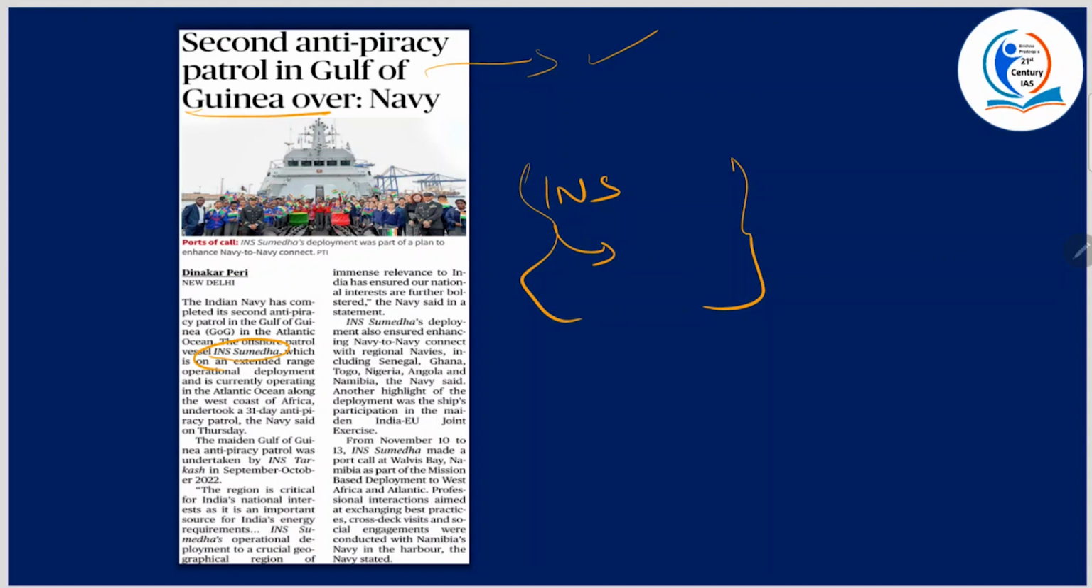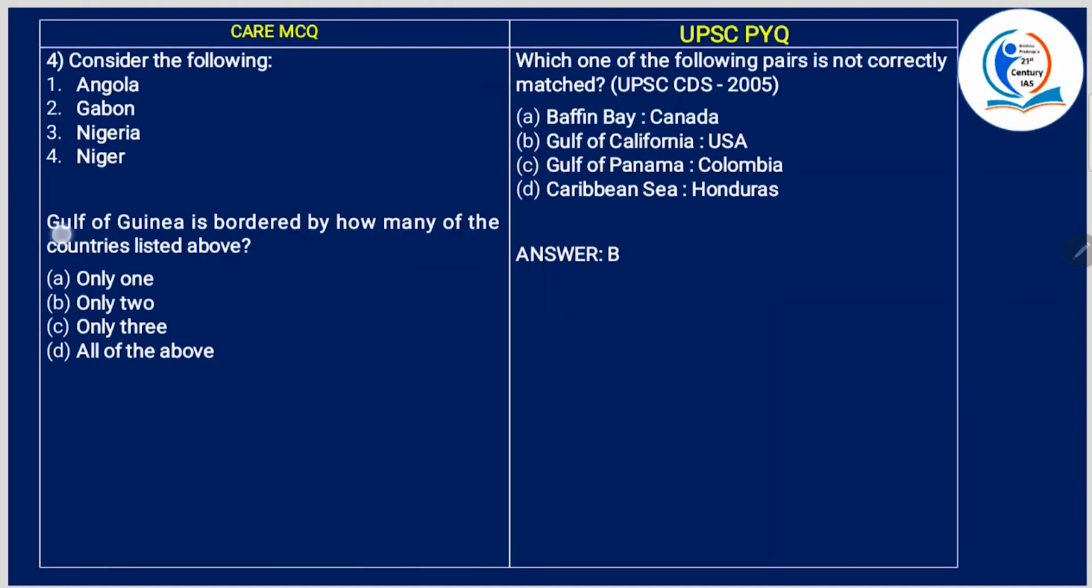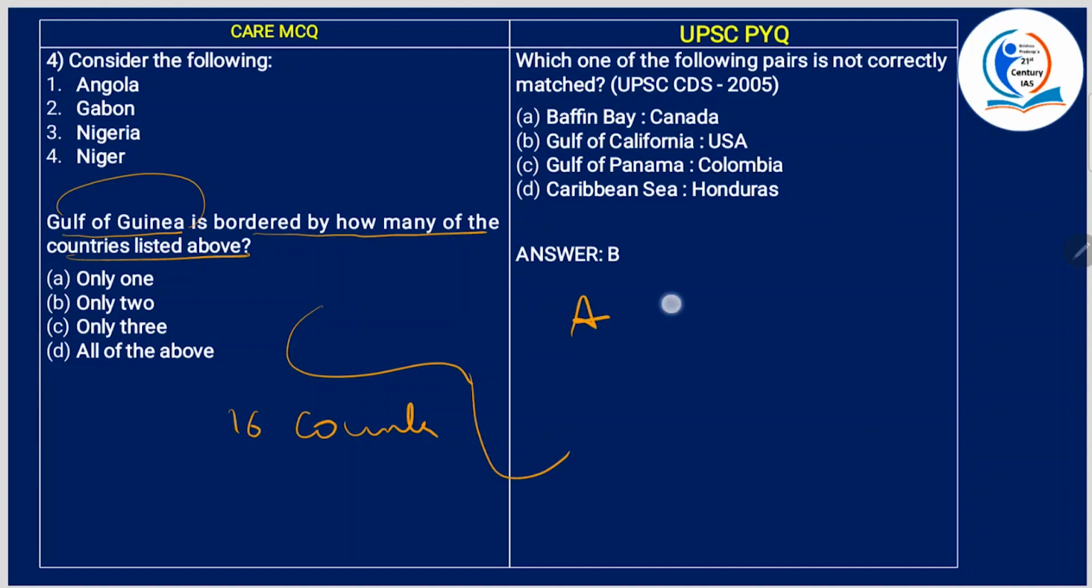Now we'll get into the MCQ. Consider the following. Gulf of Guinea is bordered by how many of the countries listed above? See, Gulf of Guinea has 16 coastal countries. If we go in the alphabetical order, it will be Angola, Benin, Cameroon, Cote d'Ivoire, Democratic Republic of Congo, Guinea, Equatorial Guinea, Guinea-Bissau, Gabon, Nigeria, Ghana, Sao Tome and Principe, Togo and Sierra Leone. Okay, so Angola is there, Gabon is there, Nigeria is there, Niger is not there.